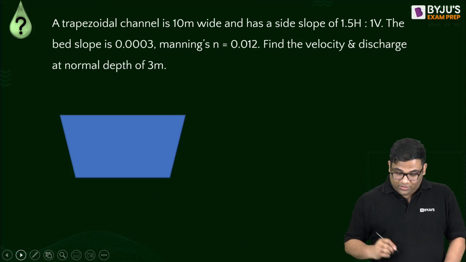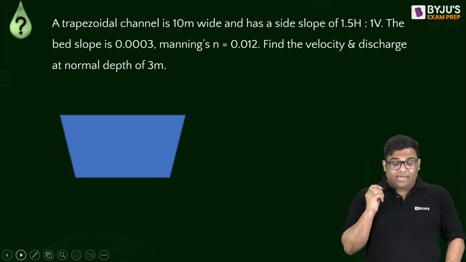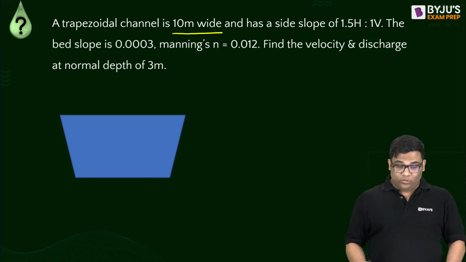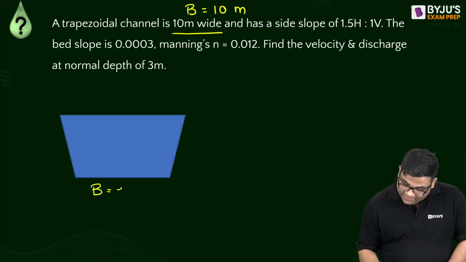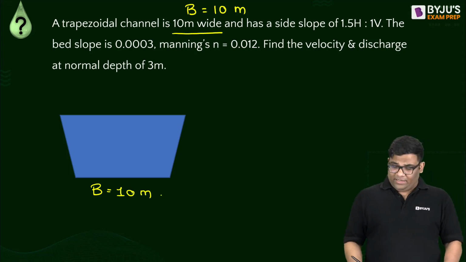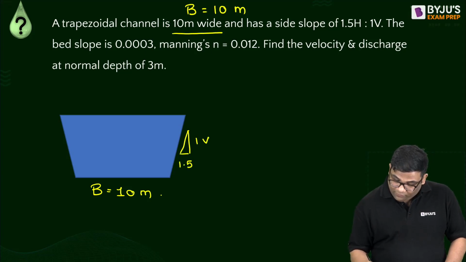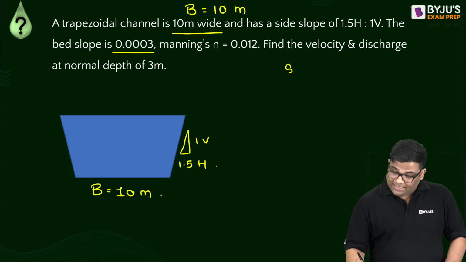Let us solve another question now. This is a trapezoidal channel. The trapezoidal channel is 10 meter wide. It is written 10 meter wide. Beautiful. Means B is given as 10 meter. So this width is 10 meter. The side slopes are given as 1.5 horizontal to 1 vertical. Okay, the side slopes are given as 1 vertical to 1.5 horizontal. Very nice. Yes. The bed slope is given as 0.003. So what can I write down?